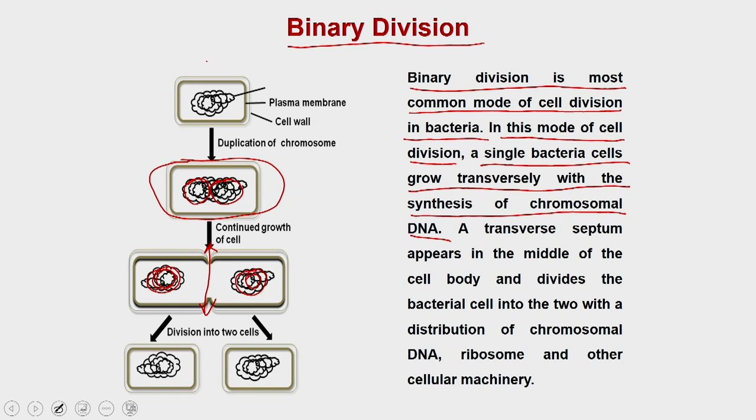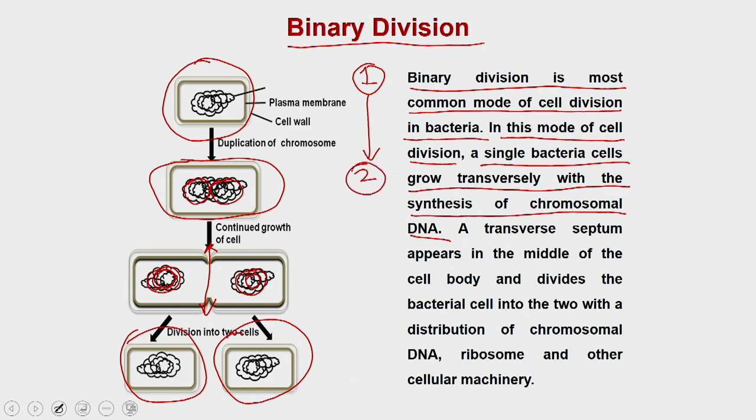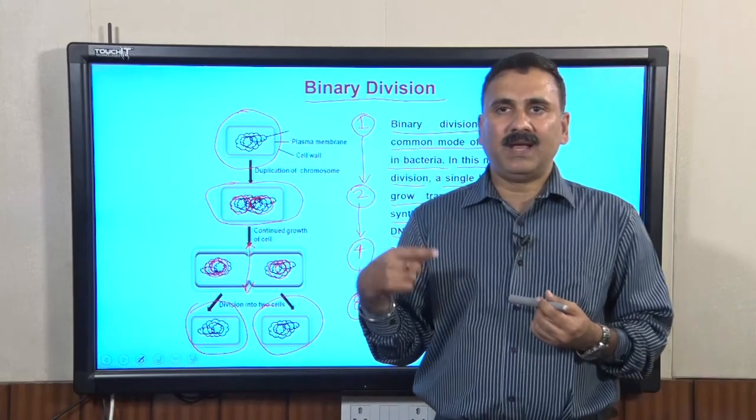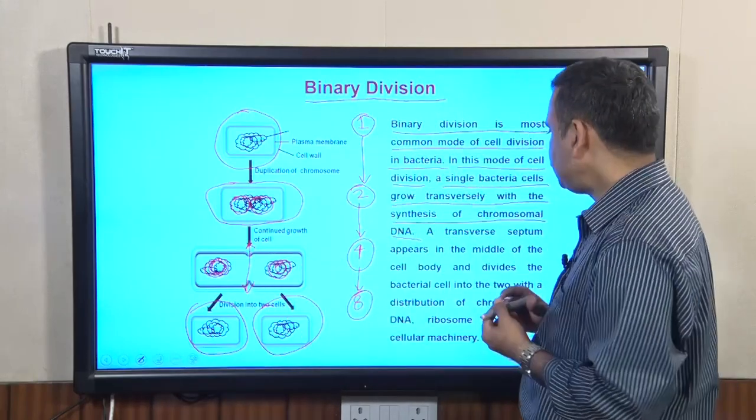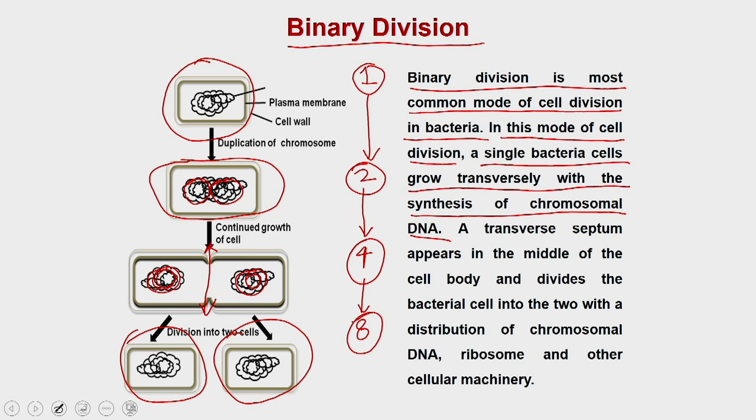So from the one single mother cell, you get two daughter cells, and at the end of binary fission, one bacterium is converted into two bacteria. If you continue like this, the two bacteria will give you four and so on. So binary division gives you duplication of bacterial cells as the number of cycles continues. And once you have the daughter cells, they will again grow, and synthesize the proteins and other biomolecules they need to run their metabolism. Let's move on to the next one.